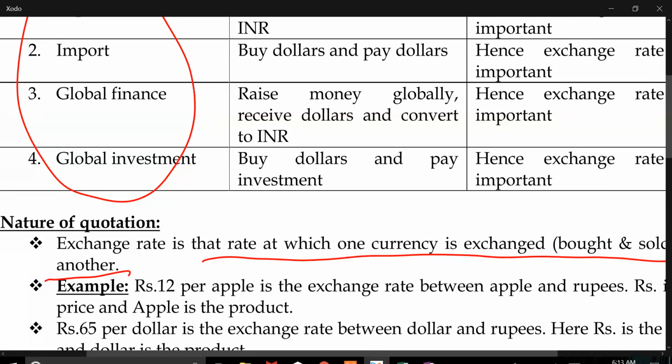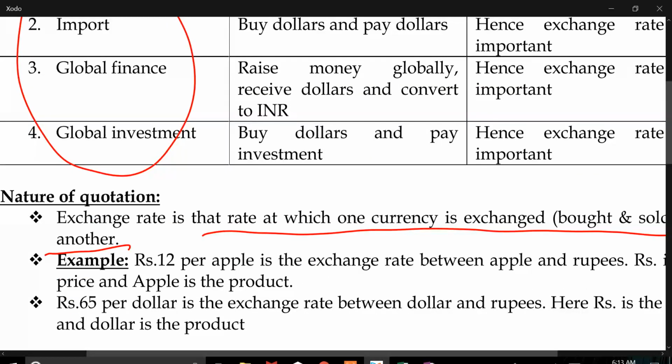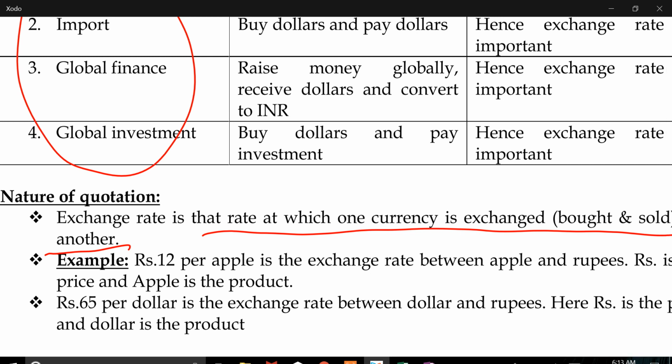Okay, I'll explain again the exchange rate part. Basically, an exchange rate is needed between any two things. I can also get an exchange rate between an apple and an orange if I want. 2 apples is equal to 1 orange.